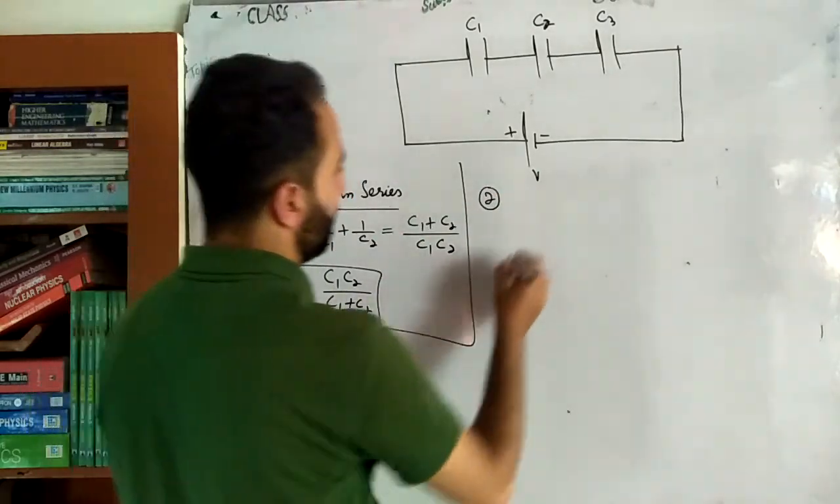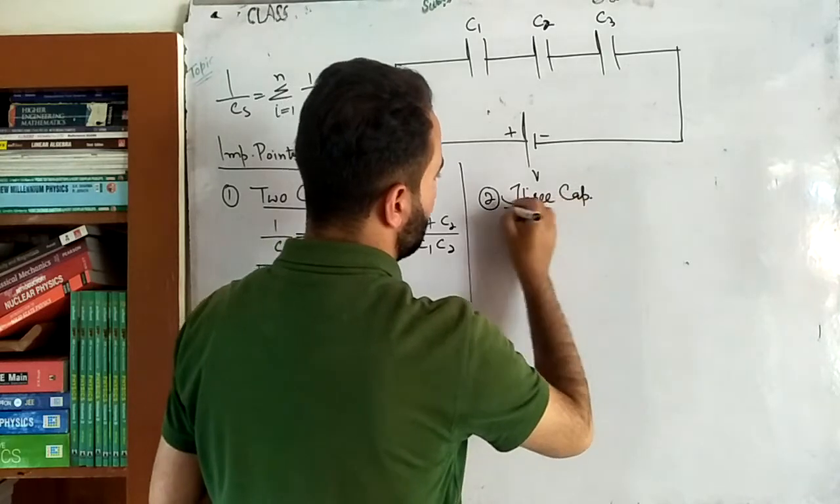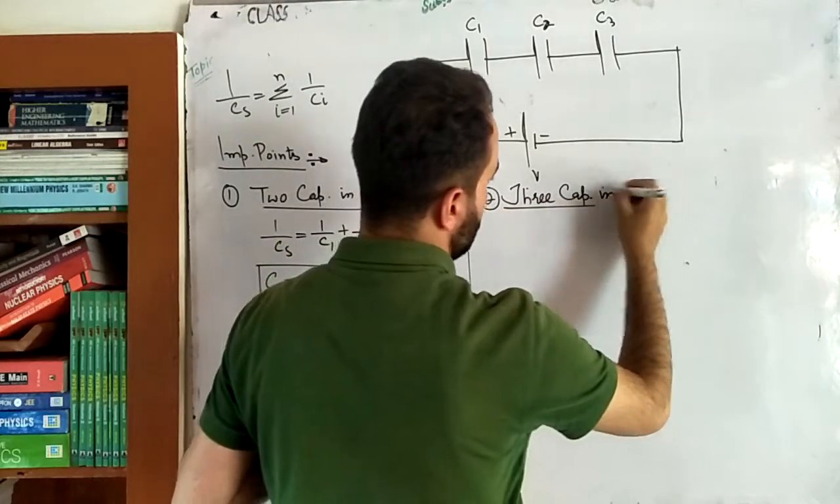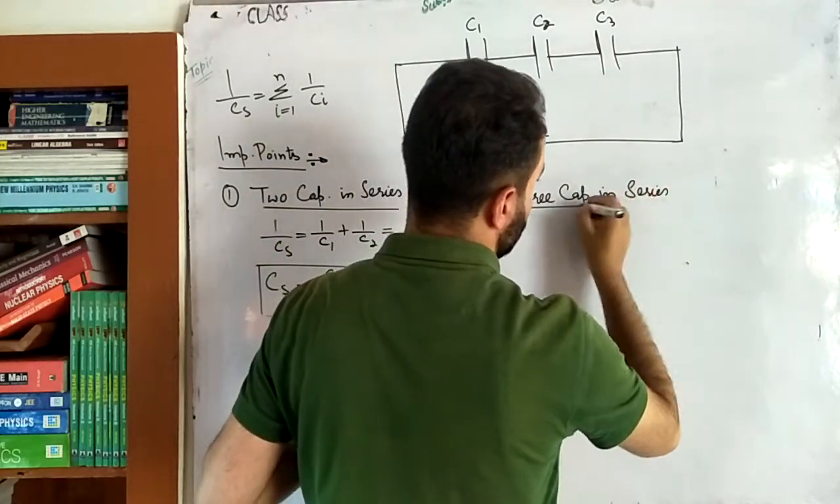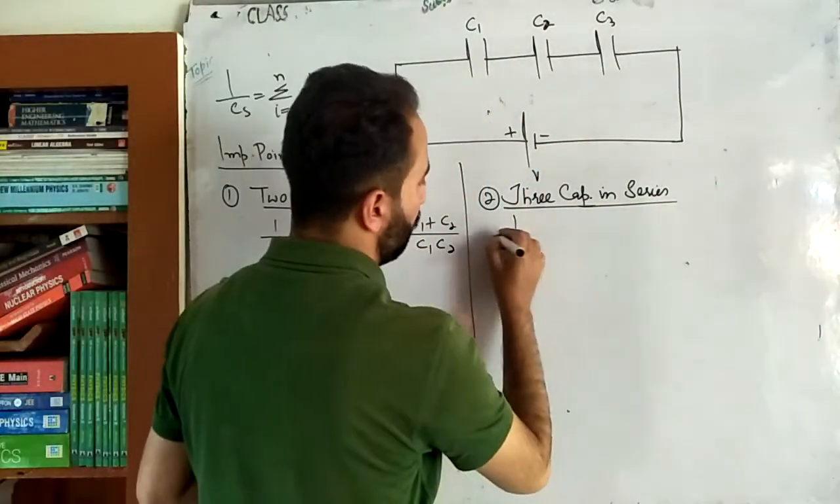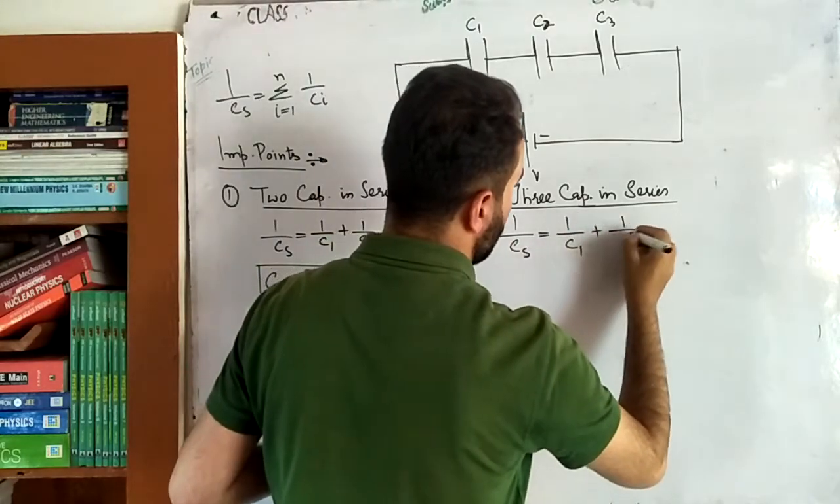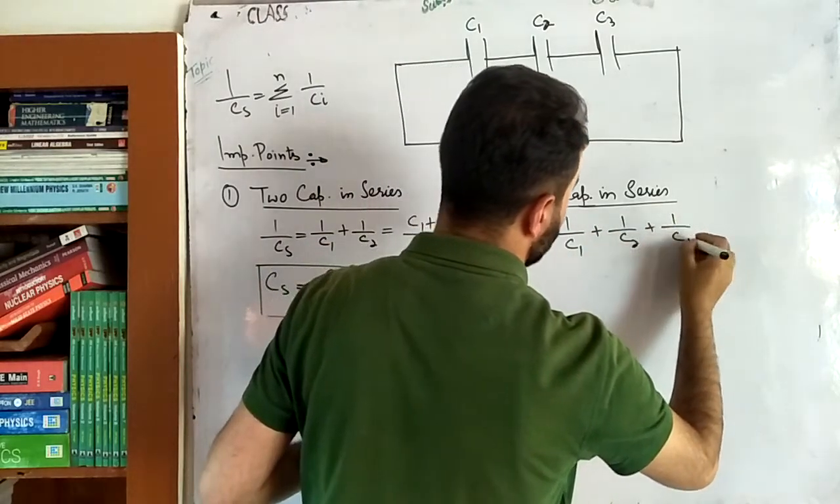Point number two is like this: suppose there are three different capacitors connected in series. Then I will write: 1 divided by CS will be equal to 1 divided by C1 plus 1 divided by C2 plus 1 divided by C3.